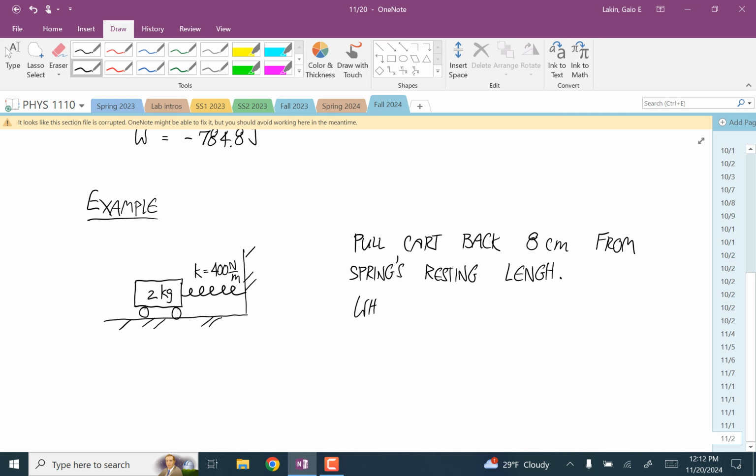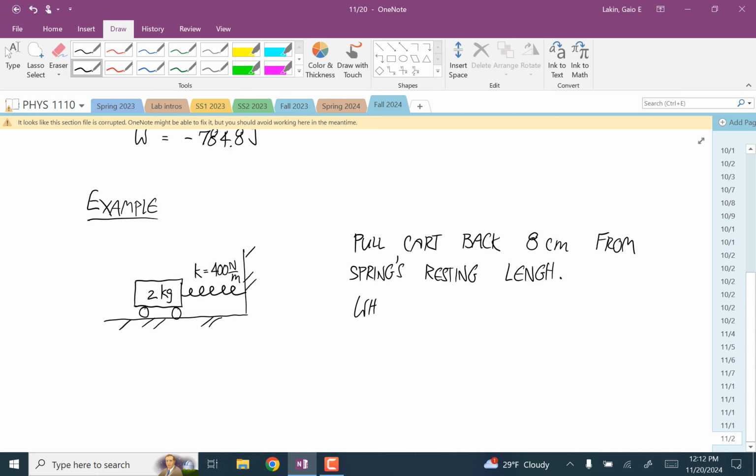Okay, so let's calculate what's the speed of this cart when it passes the spring's resting length. Okay, and I want to point out that that would be the speed whether it's passing this resting length going this way or on the way back going this way. There's a perfect symmetry to all that. It's just going to be a sinusoidal oscillation.